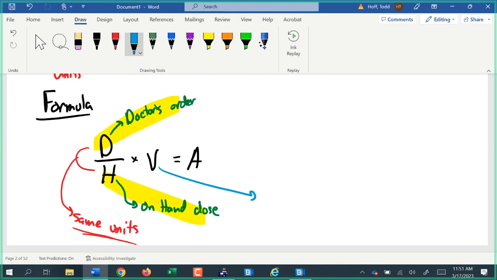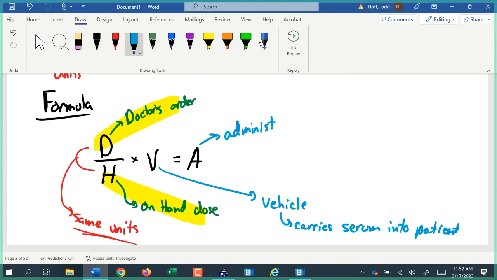Next, we have V, which is the vehicle. And as we said before, this is what carries the medication into the patient. We'll say just carries serum into the patient. And finally, A, this is what is actually administered. So that might be a number of tablets. It might be milliliters of solution given to the patient. It's what we actually give to the patient in order to get that medication into them.